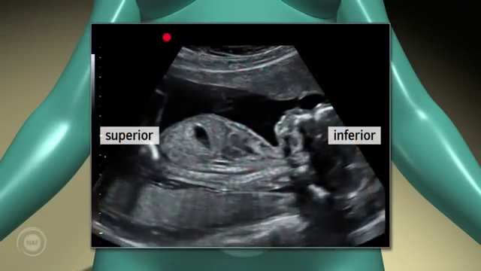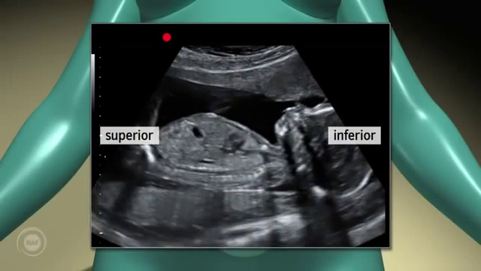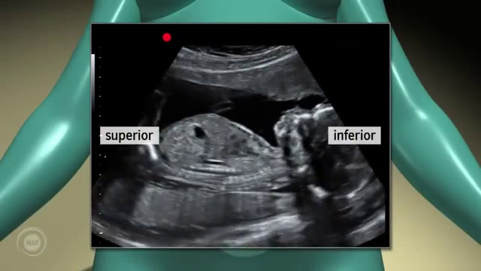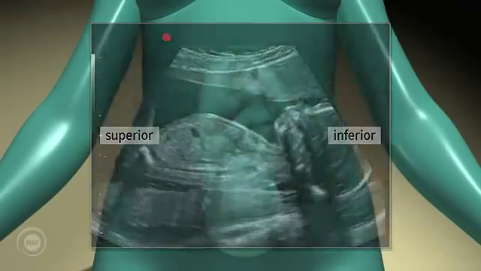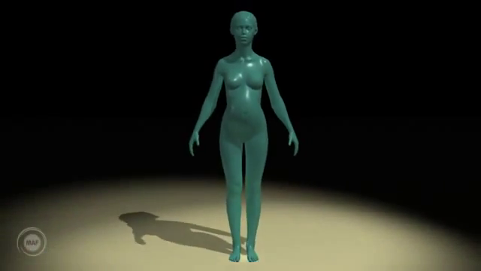As a scan image, superior is represented to the viewer's left on the screen, and inferior is represented to the viewer's right on the screen.